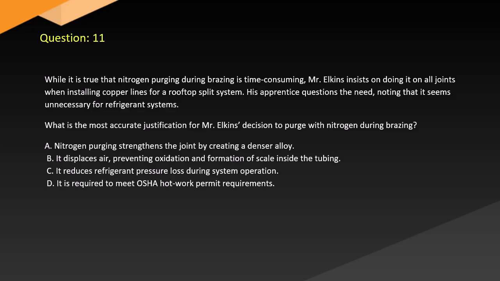A. Nitrogen purging strengthens the joint by creating denser alloy. B. It displaces air, preventing oxidation and formation of scale inside the tubing. C. It reduces refrigerant pressure loss during system operation. D. It is required to meet OSHA HVAC permit requirements.